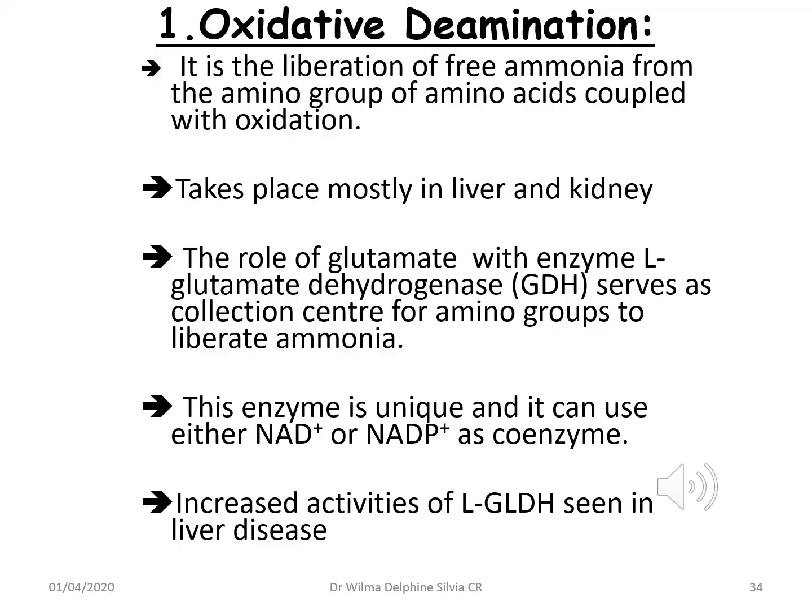The salient features of oxidative deamination are the liberation of free ammonia from the amino group of amino acids in presence of oxidizing agents, and this reaction takes place mostly in the liver and kidney. Here, glutamate and L-glutamate dehydrogenase serve as collection centers for amino groups to liberate ammonia. This enzyme is very unique in its reaction because it can use either NAD plus or NADP plus as coenzyme, and increased level of L-glutamate dehydrogenase is usually seen in liver diseases.